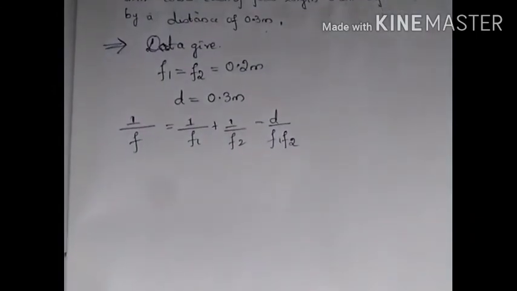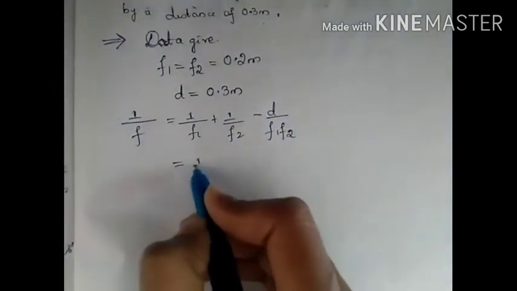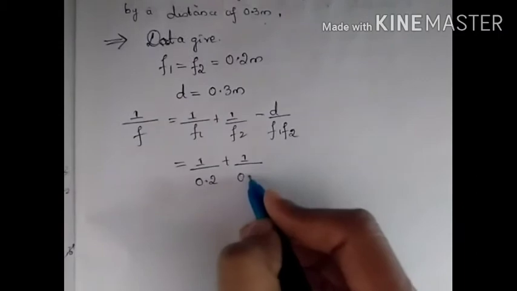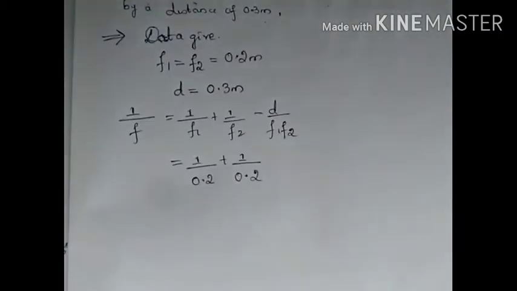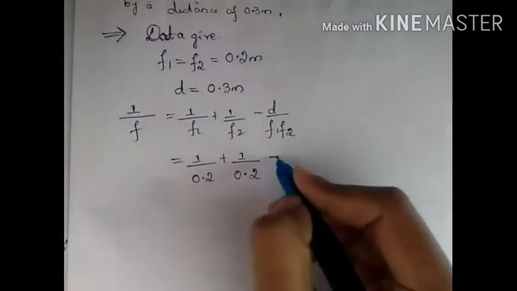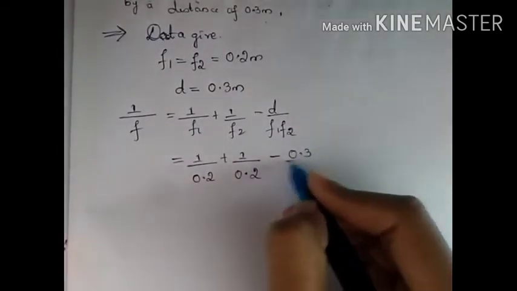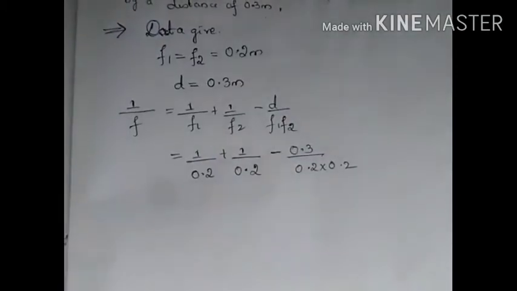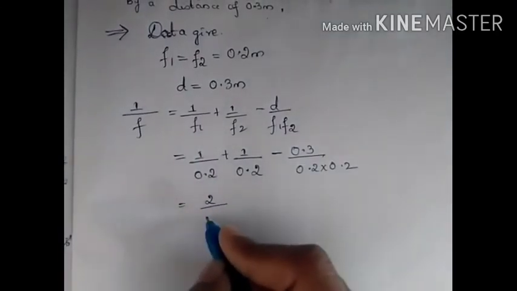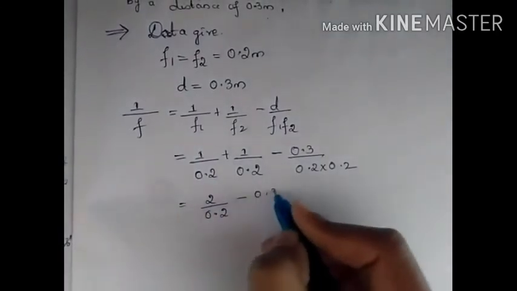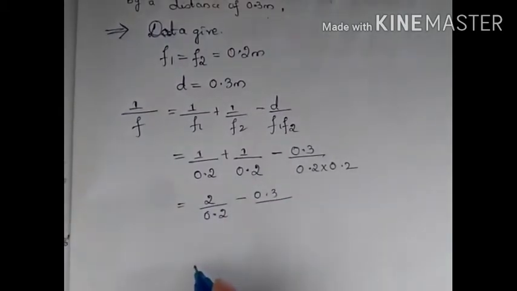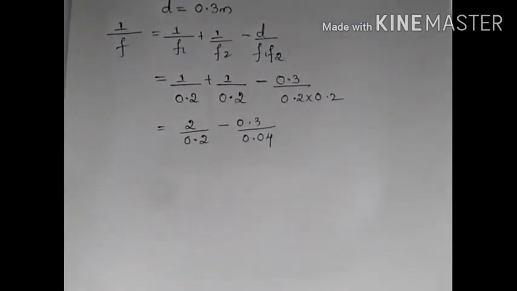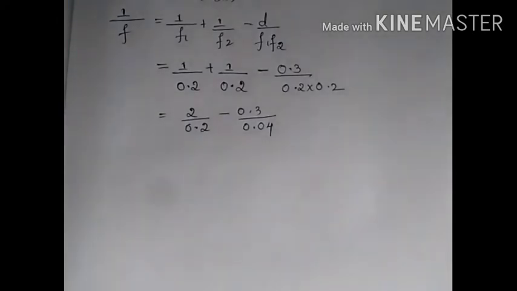So substitute the values of f1 and f2 in the equation. What you get: 1 by f1 is 1 by 0.2, plus 1 by f2 is again 1 by 0.2, because the focal length of the two thin lenses are the same. Now what is d? d is 0.3 meters divided by 0.2 into 0.2. So 1 by 0.2 plus 1 by 0.2 is 2 by 0.2, minus 0.3 divided by 0.2 multiplied by 0.2, which is 0.04.